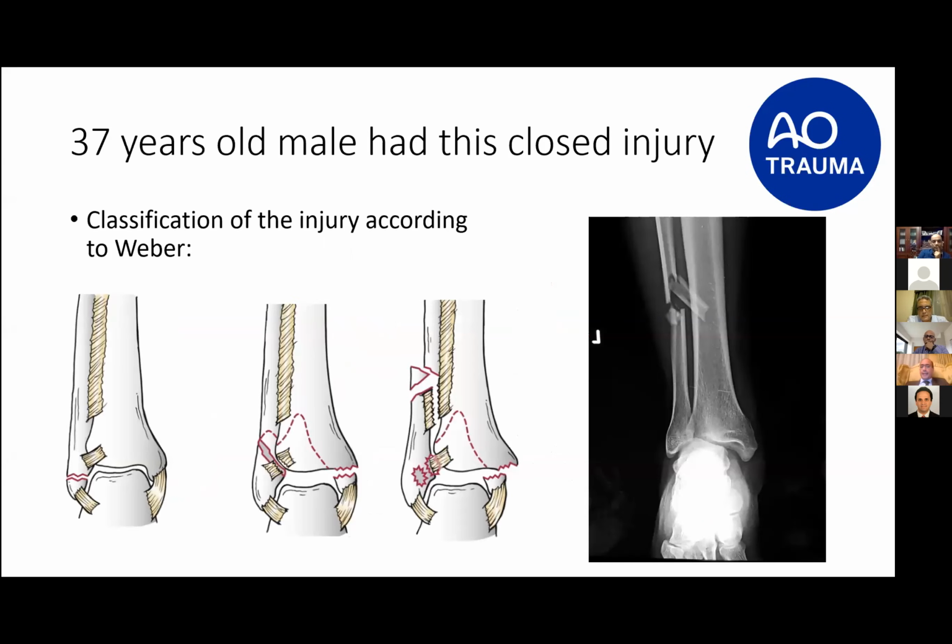What would be the classification according to Weber classification? It's simple. Weber A is below the syndesmosis, Weber B at the level of syndesmosis, Weber C above the syndesmosis. So this patient has a Weber C injury, which is above the syndesmosis, and this lets us know that most probably the syndesmosis is injured.